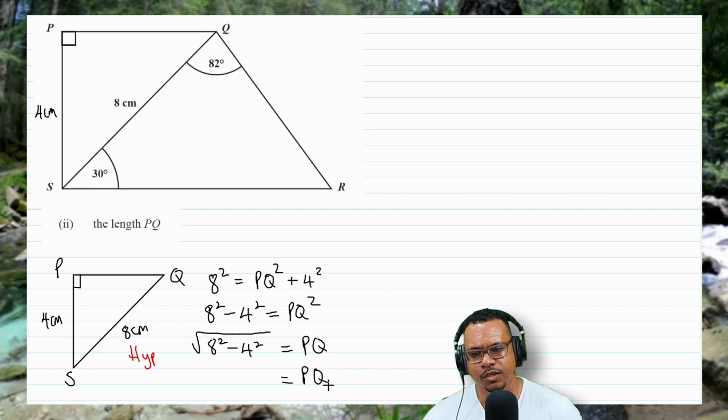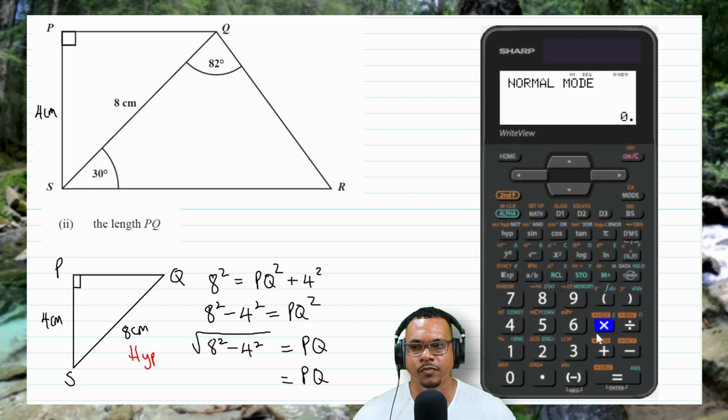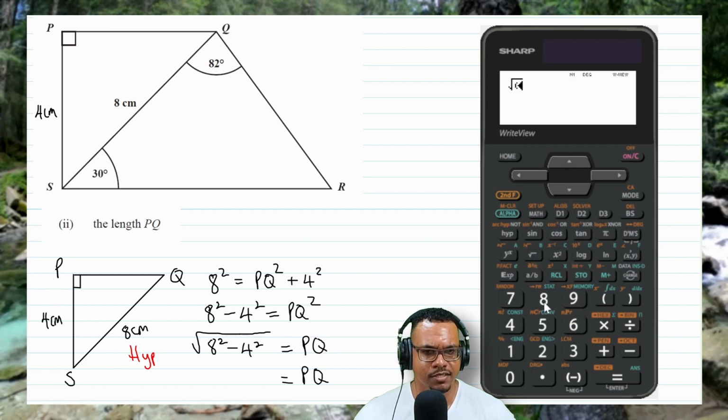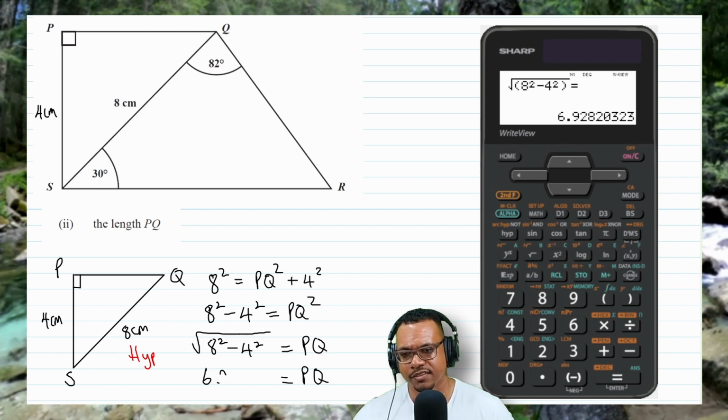So PQ will be equal to, all right, I'll just go on my calculator and press the square root button, open brackets, press 8, press the x squared button, take away 4, press the x squared button, and close brackets. And I'll get 6.928. So I'll write out the three significant figures as 6.92. After the 2 is an 8, so this will go up by 1, so 6.93. So that's 6.93 centimeters.